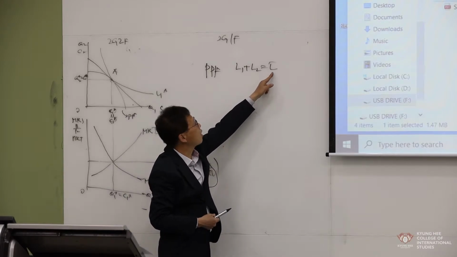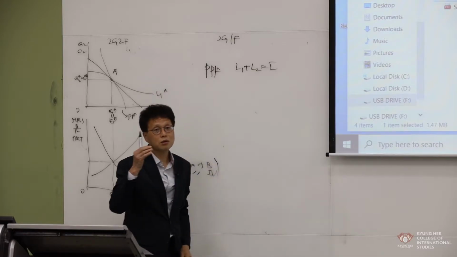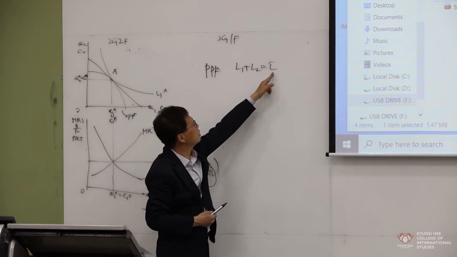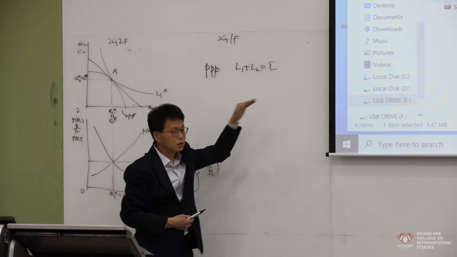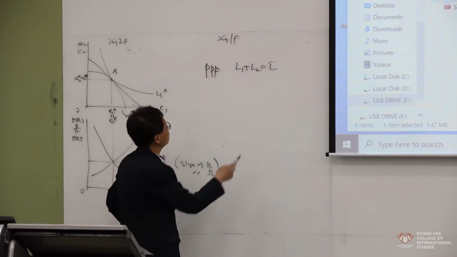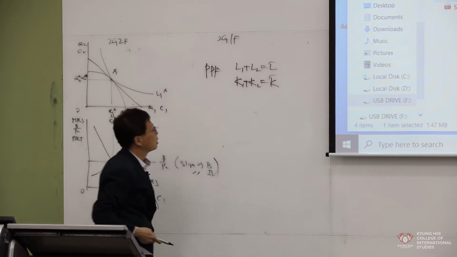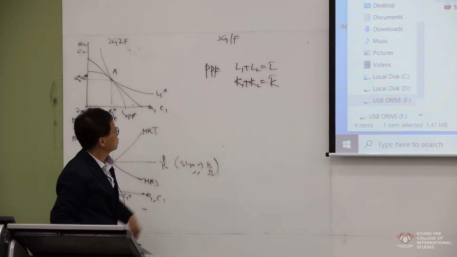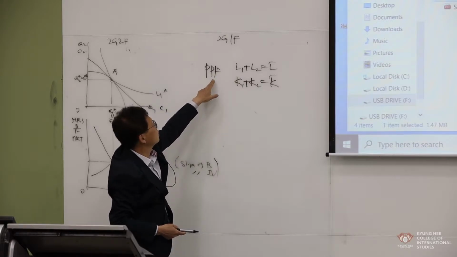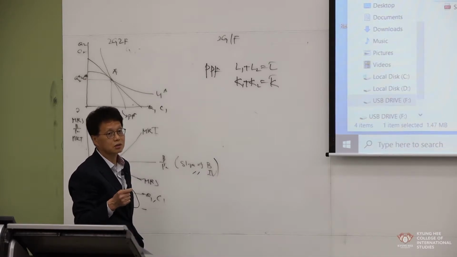And L bar, this is demanded by firms, as I said before. And L bar is labor supply by household. In a certain period, a certain year, L bar, the supply of labor, is just a constant number. Similarly, in the two-factor case, K1 plus K2 is K bar. Using these two conditions, we can derive the production possibility frontier. You studied this in intermediate level microeconomics.